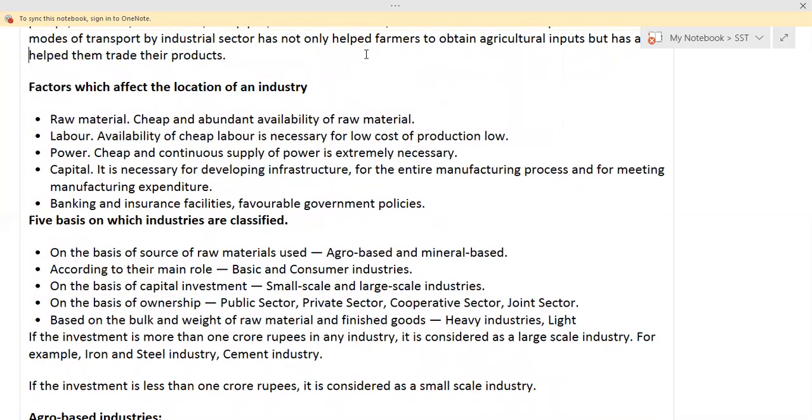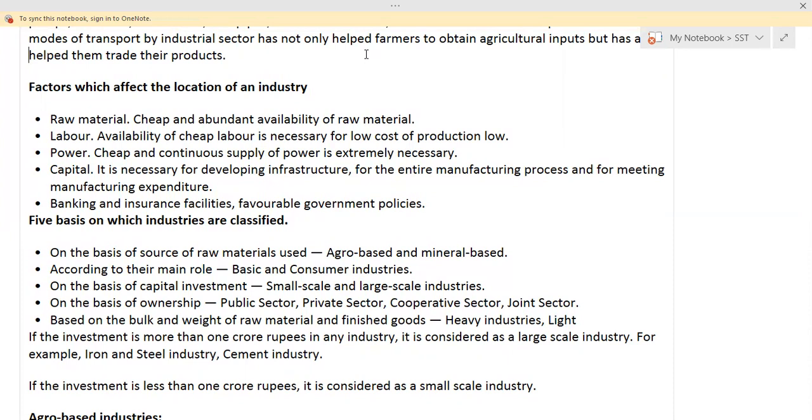Five bases on which industries are classified. On the basis of source of raw material used: agro-based and mineral-based. According to the main role: basic and consumer industries. On the basis of capital investment: small scale and large scale. On the basis of ownership: public sector, private sector, cooperative, joint sector. Based on the bulk and weight of raw material and finished goods: heavy industries, light industries.